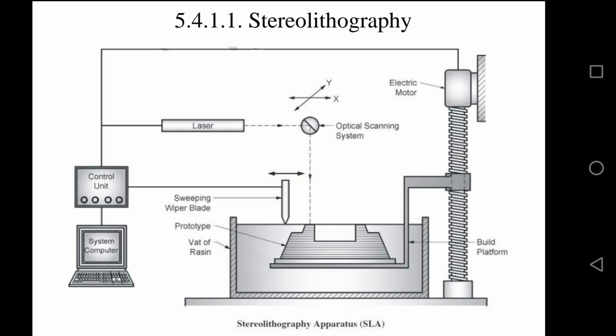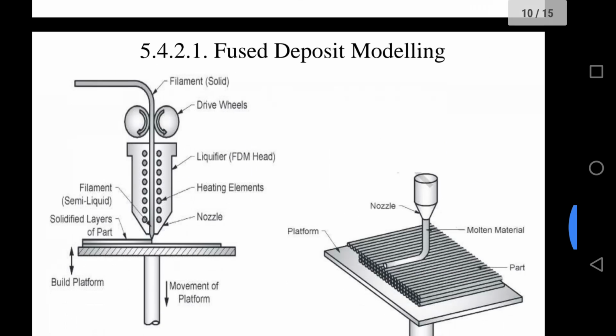So where do we use this, the applications? Any concept models I want to make, we can use it, and also if I am going for prototype design, analysis and functional testing, I am going to design the products by using stereolithography. Okay, so that is the first one, the liquid type of rapid prototyping method. You have only one as per your syllabus, and the second part is the solid based rapid prototyping technique.